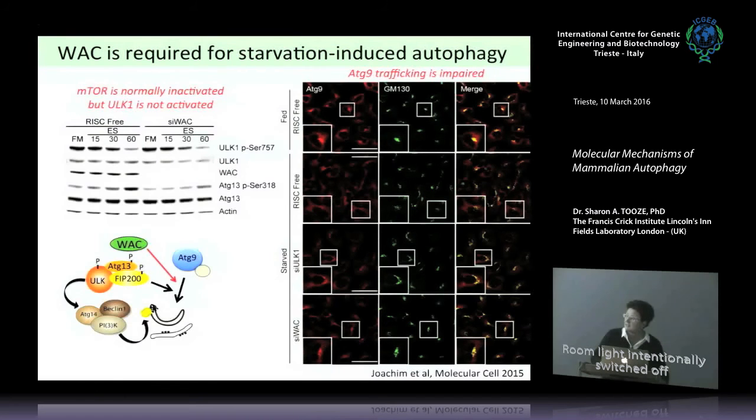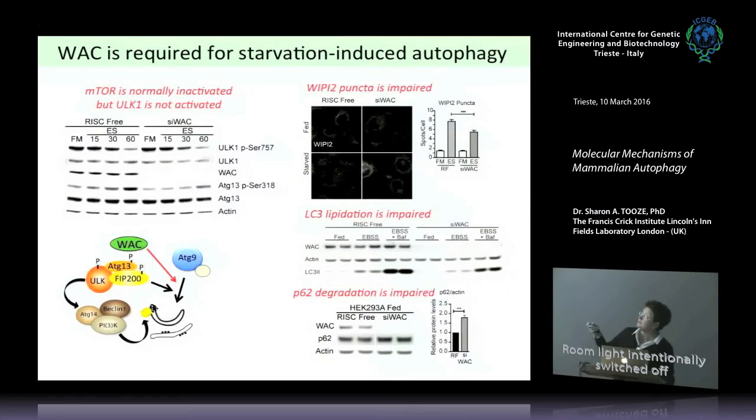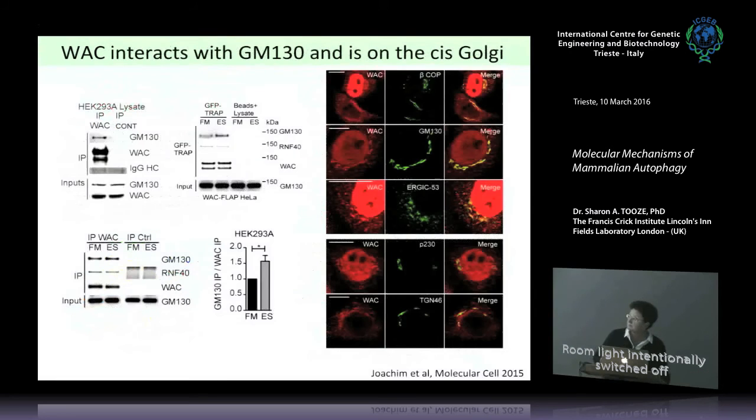And this was also validated by other assays. So looking at the PI3P effector I told you about, you have a decreased number of spots. You see decreased lipidation of LC3, and you see impaired cargo degradation. So I won't go through all these experiments, just to say that this allowed us to place WEC quite high up in the pathway. And this was also one of the puzzles. So what was it doing to the ULK1 complex, essentially?